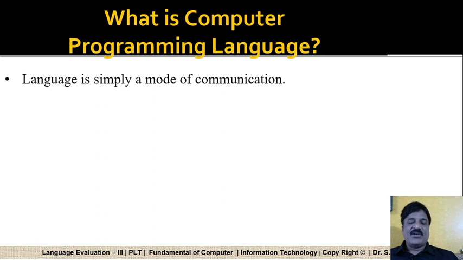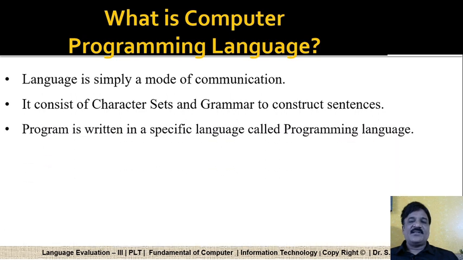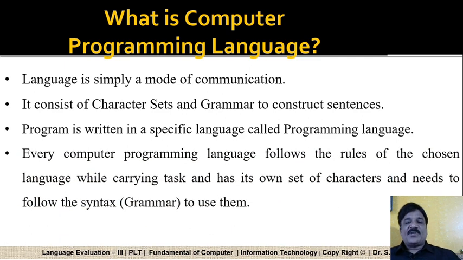Similarly, in a computer programming language also, we have a certain set of symbols, and using those symbols only we are able to construct words or sentences. Having only a set of symbols is not enough. You must also have a grammar. So every language consists of a character set and grammar to construct words and sentences. Every computer programming language follows certain rules of that particular language while carrying out a task, and it has its own character set and needs to follow a syntax.